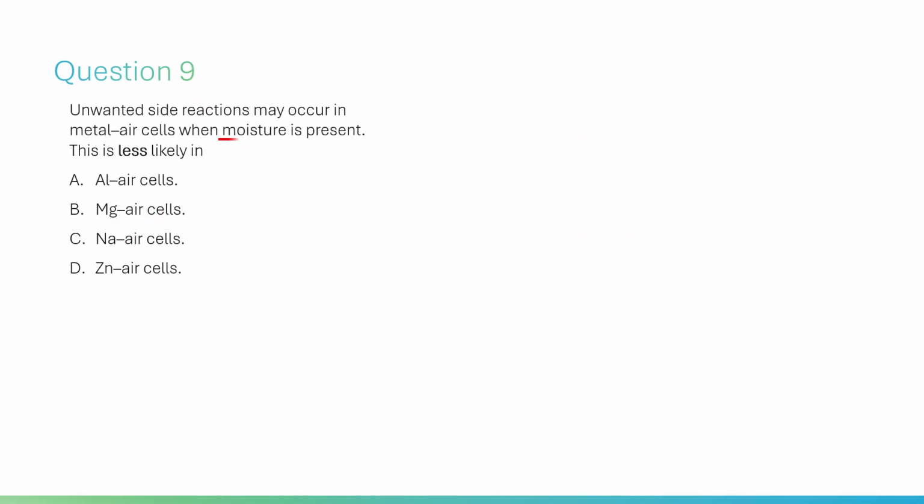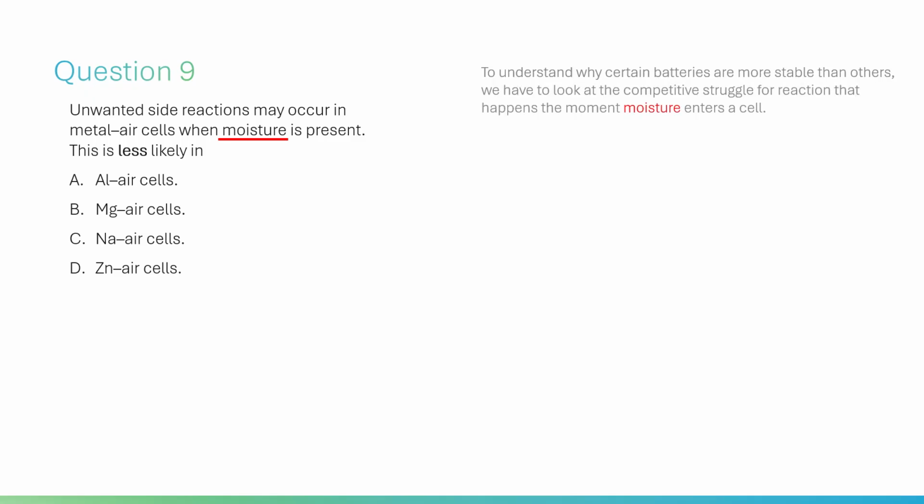To understand why certain batteries are more stable than others, we have to look at the competitive struggle for reaction that happens the moment moisture enters a cell. The hidden competition. In a metal-air battery, the metal anode is designed to react with oxygen.